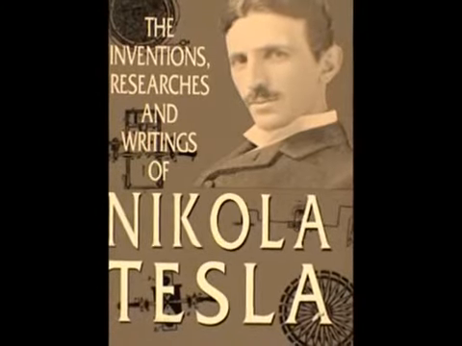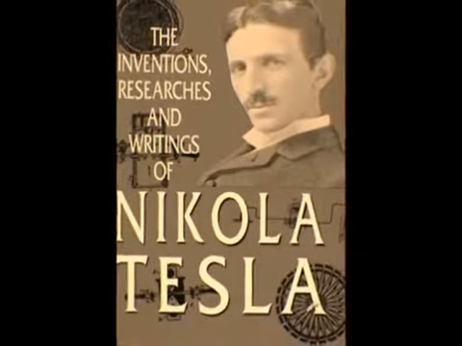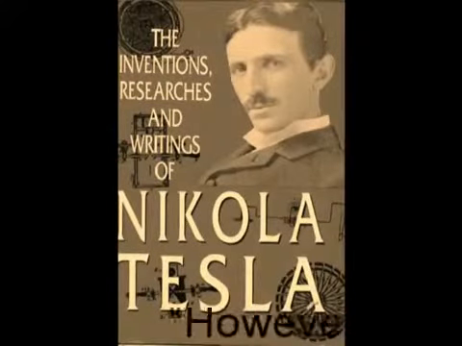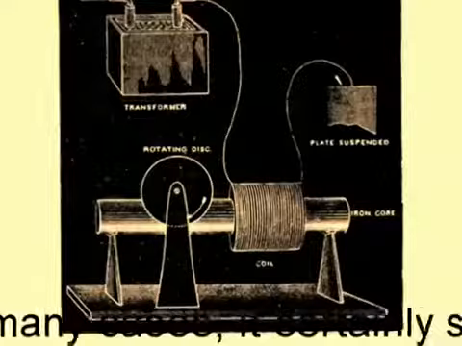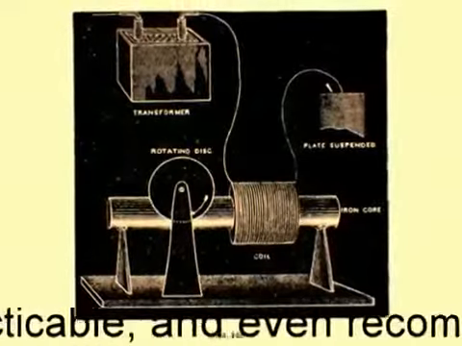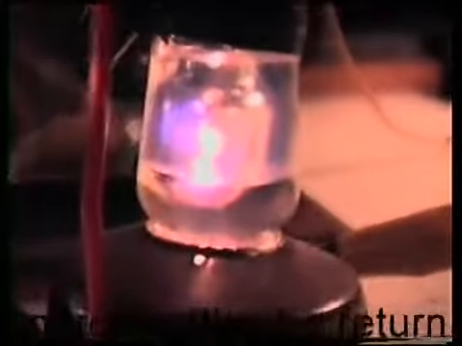To quote Tesla from the Inventions, Research and Writings of Nikola Tesla, published in the year 1893: "However impractical this plan of working may appear in many cases, it certainly seems practical and even recommendable in the production of light. A perfected lamp would require but little energy, and if wires were used at all, we ought to be able to supply that energy without a return wire.